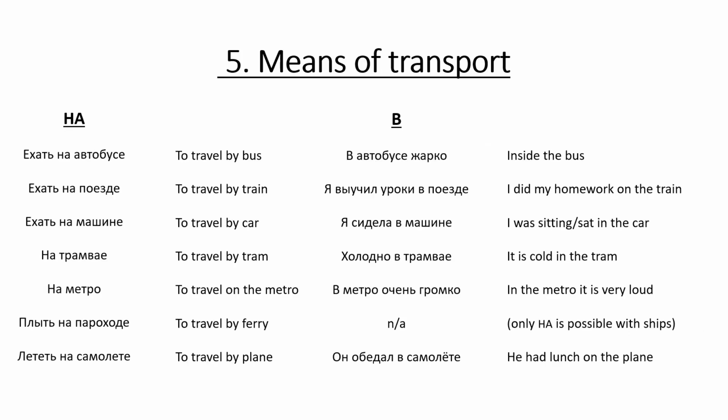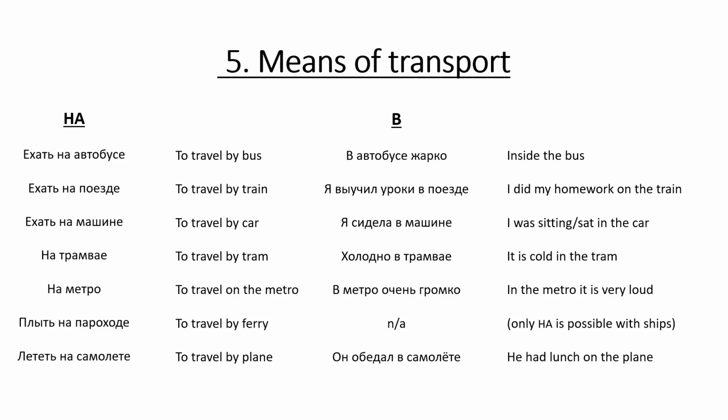The fifth use of the prepositional case in Russian is to talk about means of transport. So на in this case generally means by. Ехать на автобусе, to travel by bus. Ехать на поезде, to travel by train. Ехать на машине, to travel by car. На трамвае, by tram. На метро, on the metro. And then we have the set phrase плыть на пароходе, which is quite rare, means to travel by ferry. And лететь на самолёте, which literally means to fly on the plane.